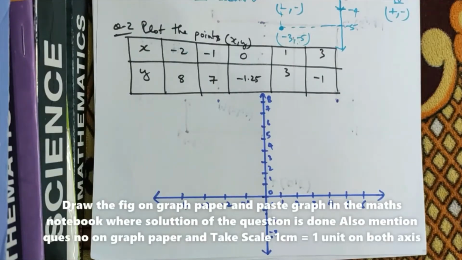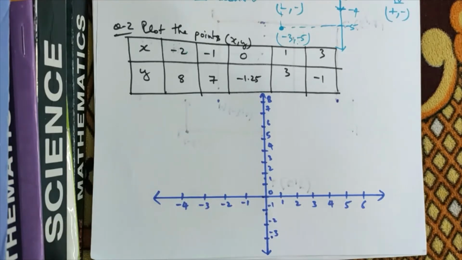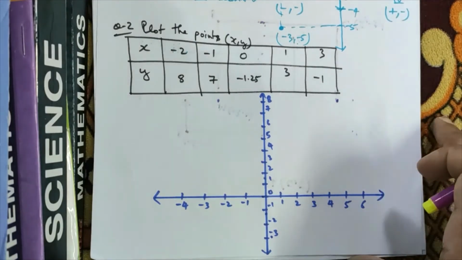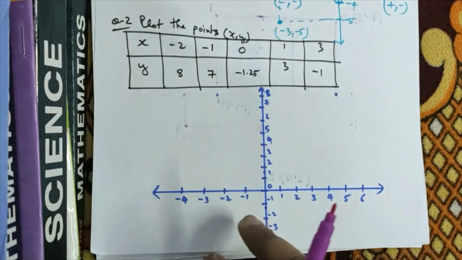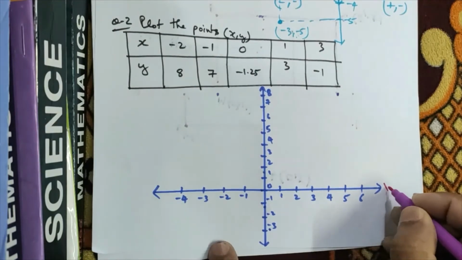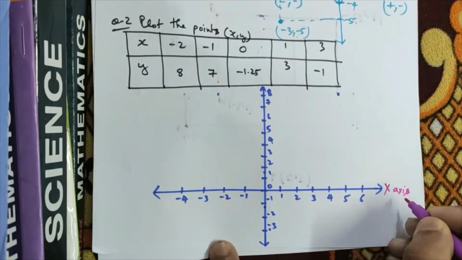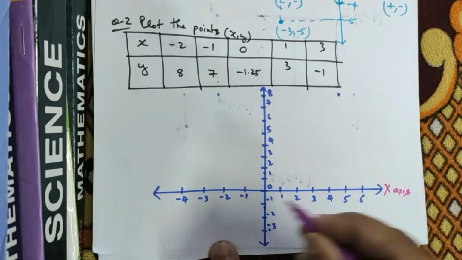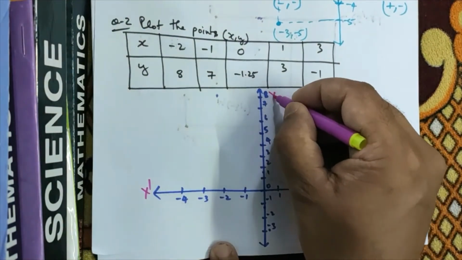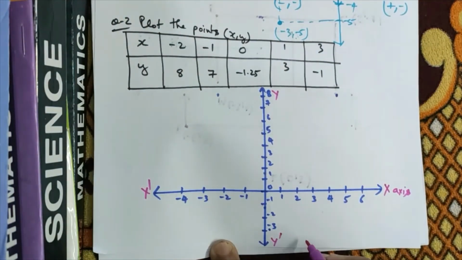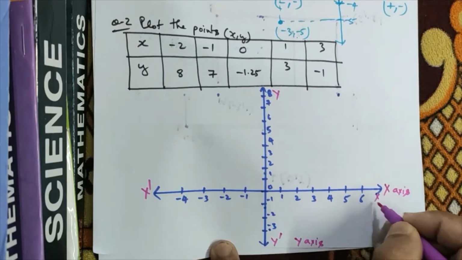Okay, so we will be doing question 2 of exercise 3.3. Here we have to plot the points x, y. So this you will be doing basically in your graph copies, but I'm not having the graph right now. I'm just telling you how to do. On your graph paper, you will draw x axis and y axis. And this will be taken as x dash. And this will be taken as y dash. Okay, this will be y axis and this will be x axis.